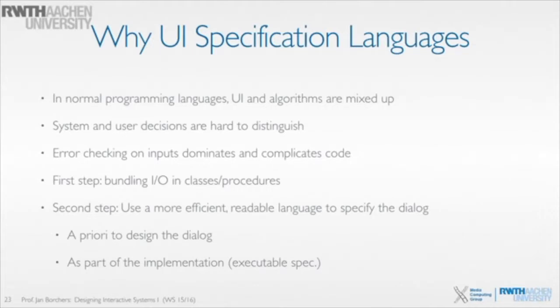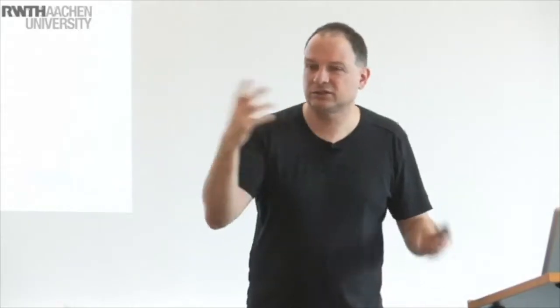So that is the usual case in most normal programming languages, where the UI and the algorithms get mixed up. That makes it very hard to distinguish which parts will be determined by the system, because it's computed, and which things are being decided by the user because it's some kind of input. It also means that once you try to put all the error checking on your input, let's say you were actually going to write that program that I just showed you, you'd have to make sure that the user entered the correct number, and if it was taking the square root of something, the number shouldn't be negative. All these kinds of things.